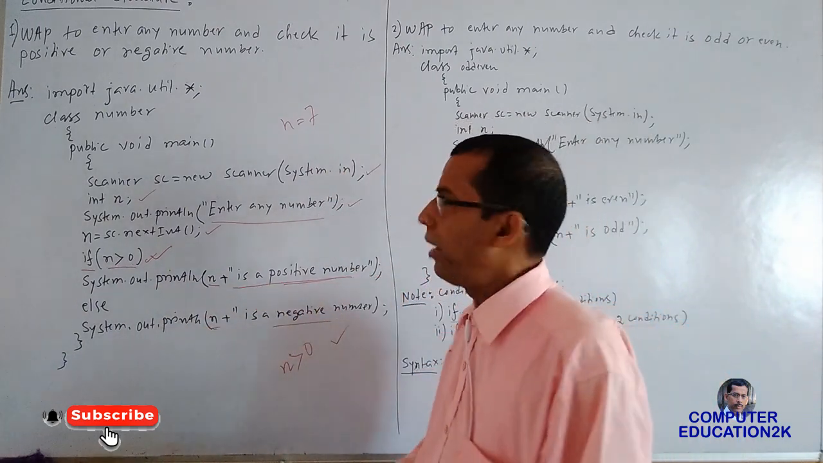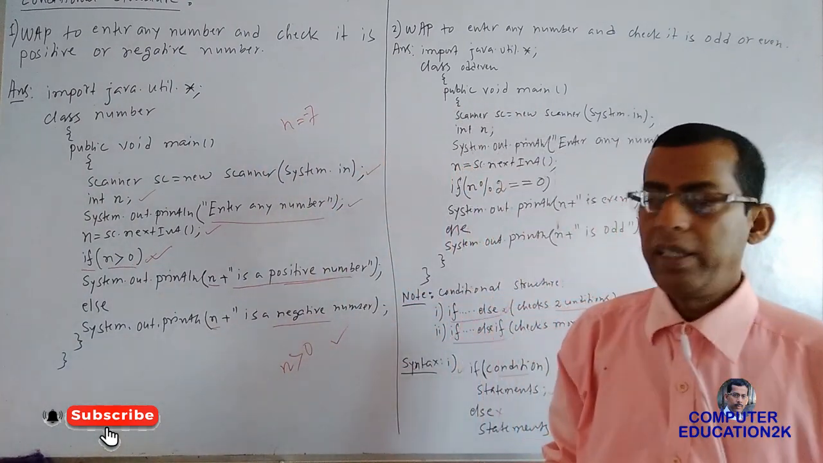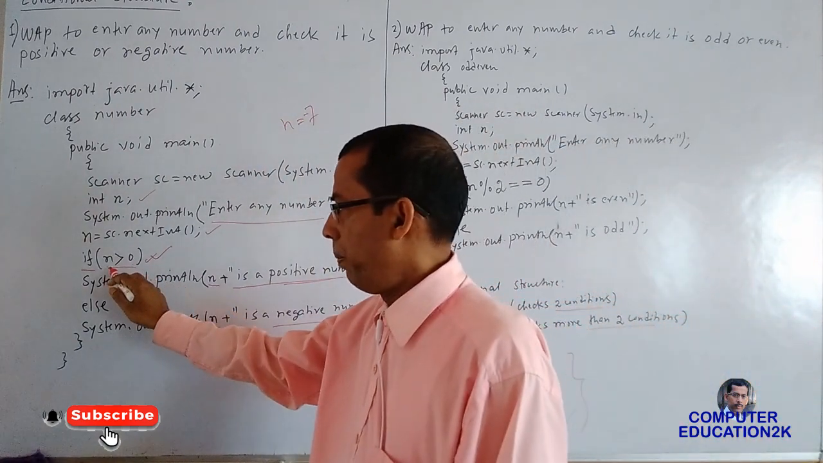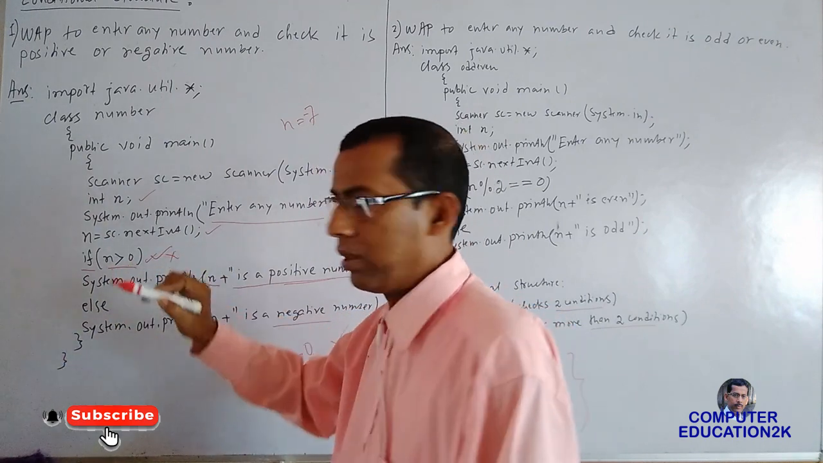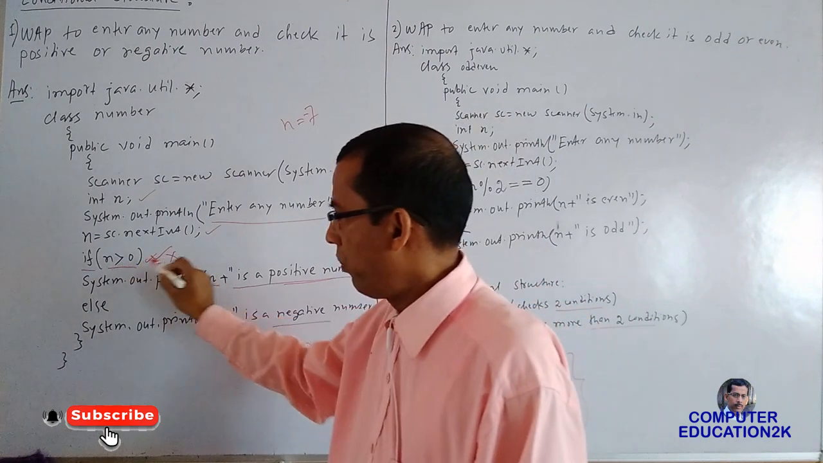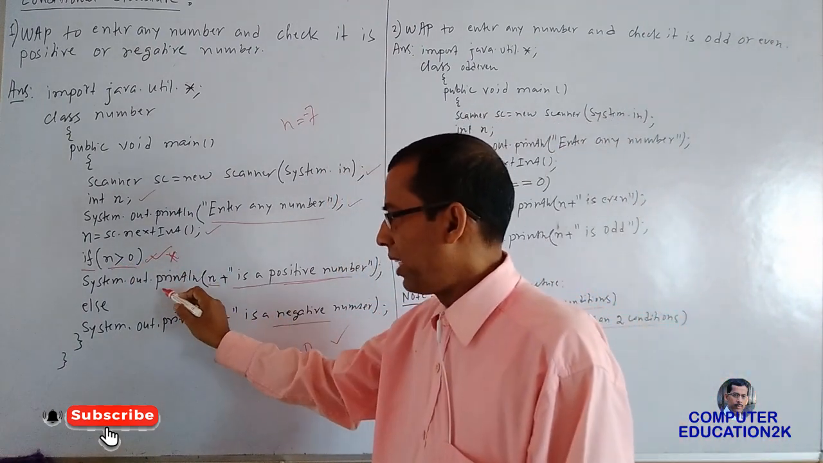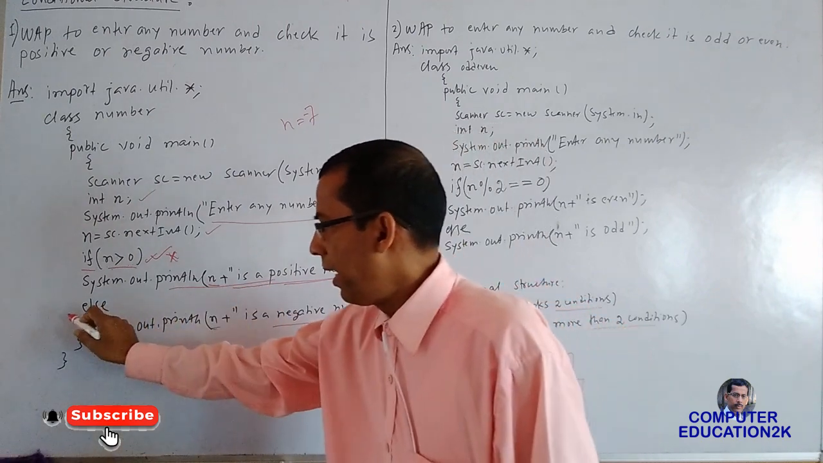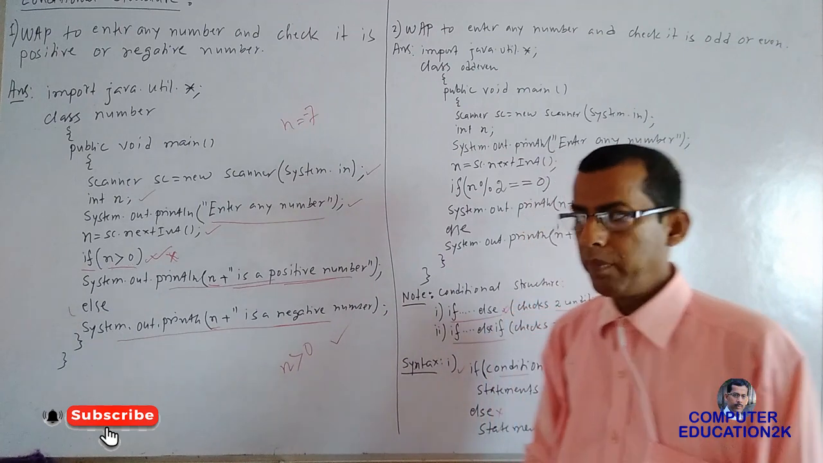Suppose I have entered -7. That means n is now becoming -7. Now see here, -7 greater than 0. No, this time the condition is false. This is false. That's why the computer will not execute this line. It will execute the else part, and it will say it is a negative number.